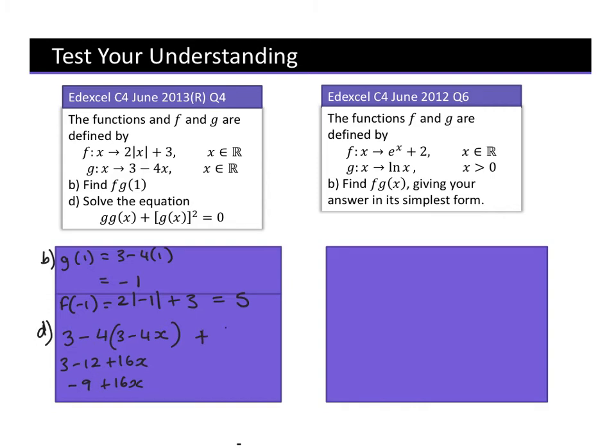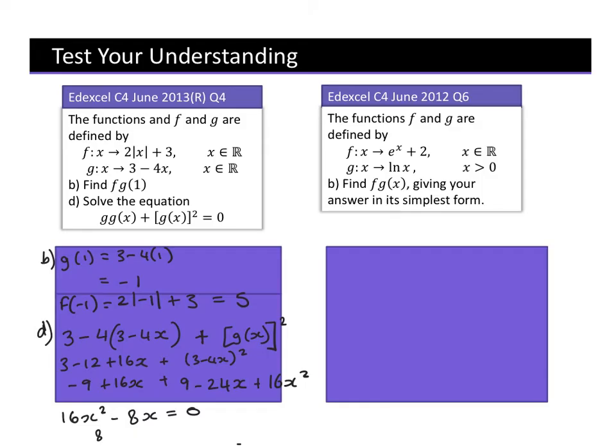Then we have plus g of x all squared, which means that we're adding 3 minus 4x all squared. 3 times 3 is 9, minus 4 times 3 is minus 12, times 2 is minus 24x, plus 16x squared. So now I'm going to add these two functions together. So I'm going to have 16x squared, minus 24x plus 16 is minus 8x, minus 9 plus 9 is 0, so that equals 0. Lucky for us, we have a factor of 8 and x, a common factor.